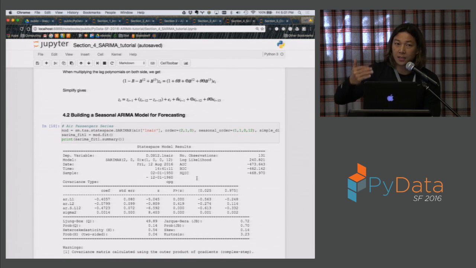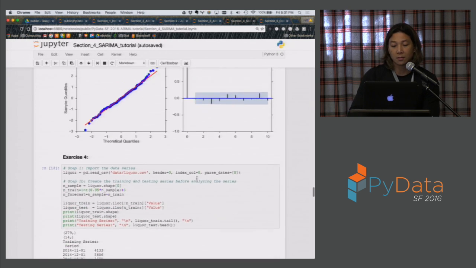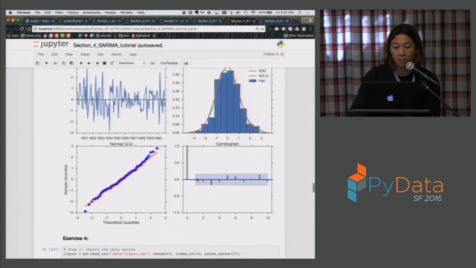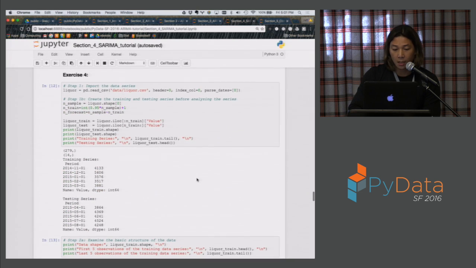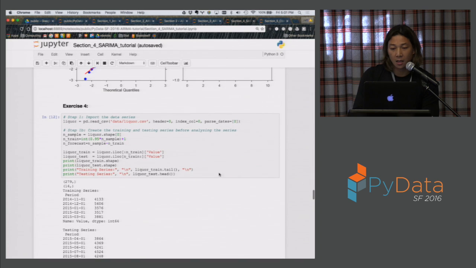Once you have that, the steps of building the models are roughly identical. You just have to identify the seasonal components as well as the non-seasonal components using the ACF and the PACF. Then you can estimate a model, look at the residuals, do the diagnostics, and do your forecasting. So again, I estimate a model, I look at the residuals, and then I give you an exercise. So that's pretty much it for the seasonal autoregressive moving average model.